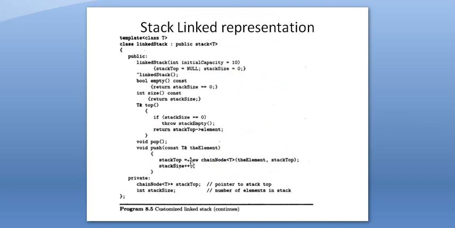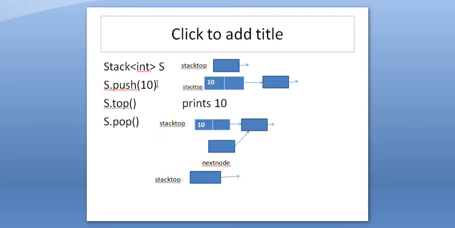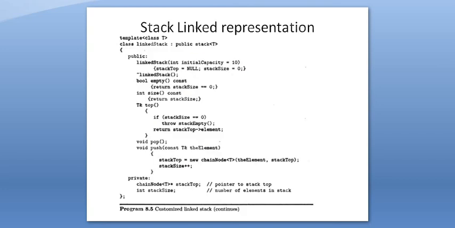Hope this is clear. Now what happens if I execute an instruction after this, s dot top? You are supposed to print 10 because the element at the position stack top is 10. So how will it be printed? Let's go to the top function. It will check if stack size is equal to 0.